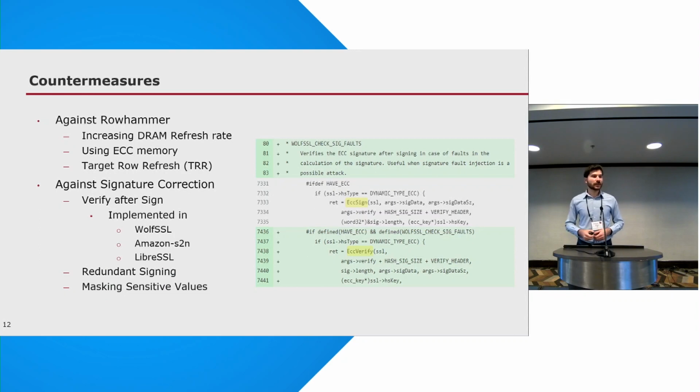To mitigate the Jolt attack, one obvious direction is to mitigate Rowhammer. For that, you can increase the DRAM refresh rate, or use ECC memory or TRR. But in their current state, they are either not very effective or they come with very high overhead. And against the signature corruption part, you can use verify-after-signing, redundant signing, or masking sensitive values. The libraries that released the patch implemented verify-after-sign to prevent the transfer of faulty signatures to the attacker.